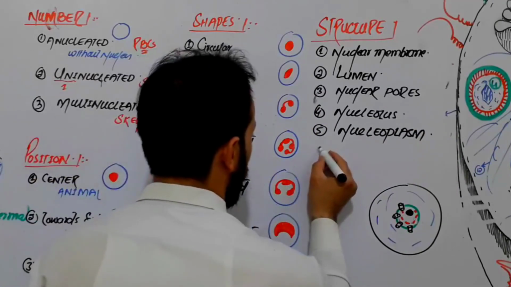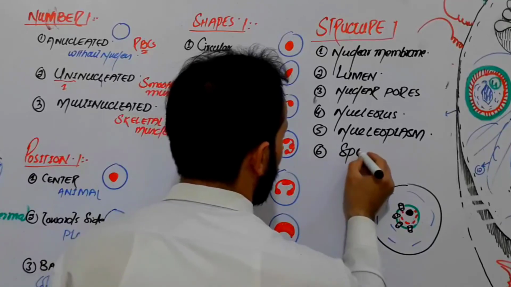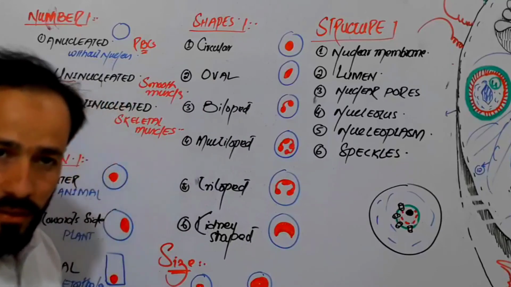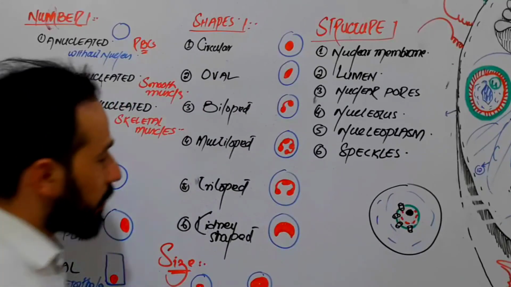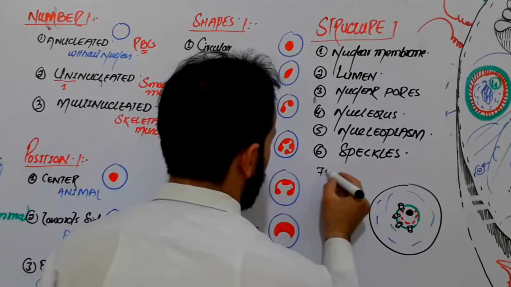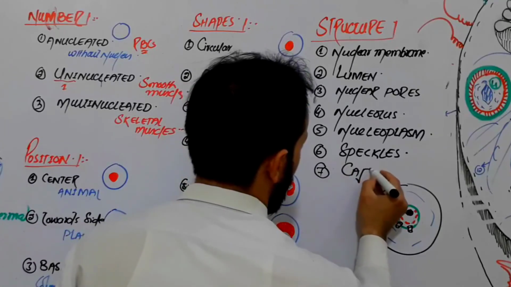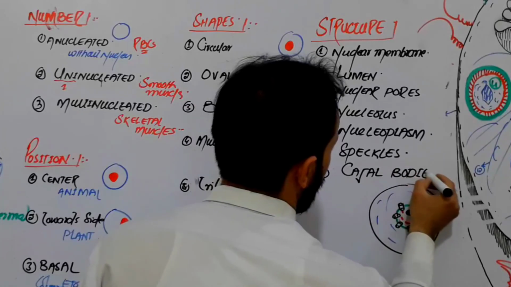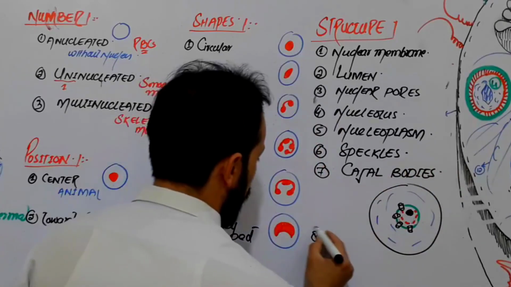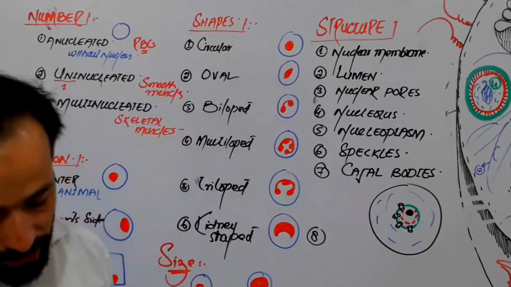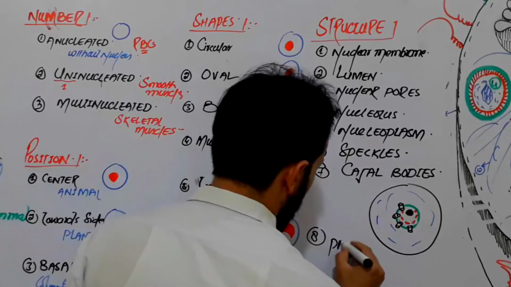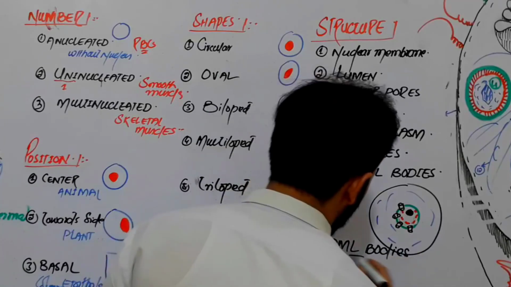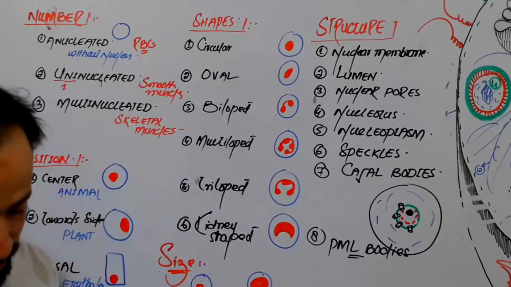Then there are some very small bodies which are called the speckle bodies or speckles. I will discuss these speckles, inshallah. Then there are the Cajal bodies. And what are these Cajal bodies? We will discuss them. And number 8, we have the PML bodies, right? And what are these PML bodies, and what do they do inside the nucleus? We will see them, right?